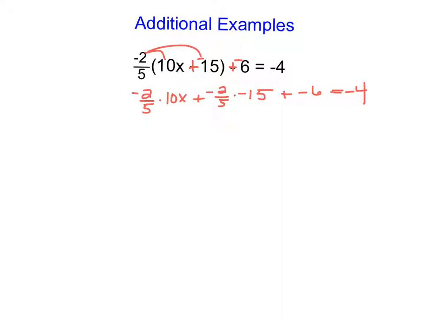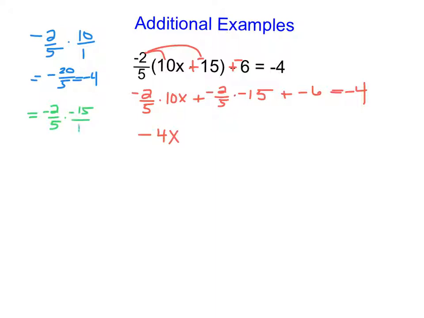Now I'm going to do some math off to the side to allow me to solve my fractions. So I have negative 2/5 times 10 over 1, which then becomes negative 20 over 5, which becomes negative 4. So here we know that that negative 2/5 times 10x is really negative 4x.